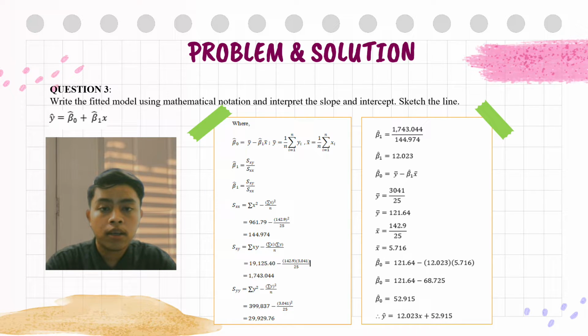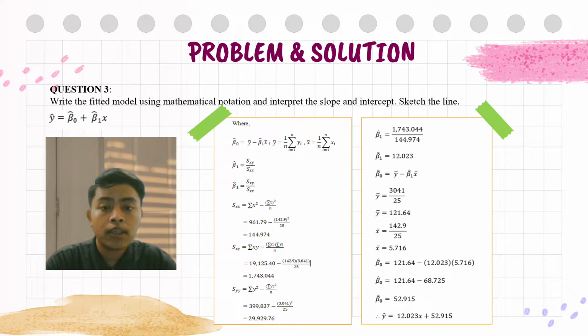For beta hat 0, we use y bar minus beta hat 1 multiplied with x bar. As you can see, the answer for y bar is 121.64, while the answer for x bar is 5.716. Using the answers, we feed the values into the equation and we gain the value of beta hat 0 equal to 52.915.